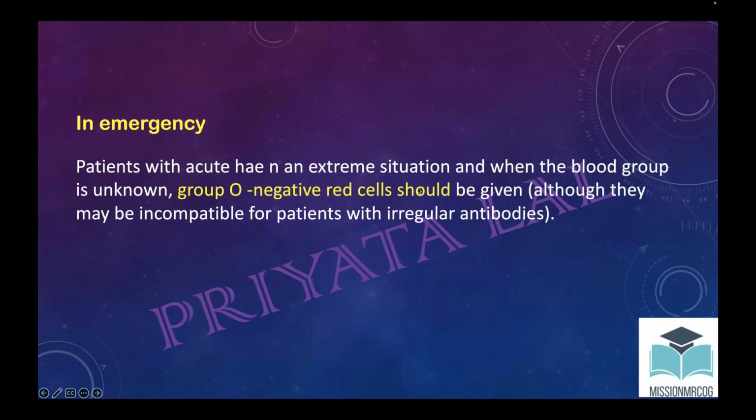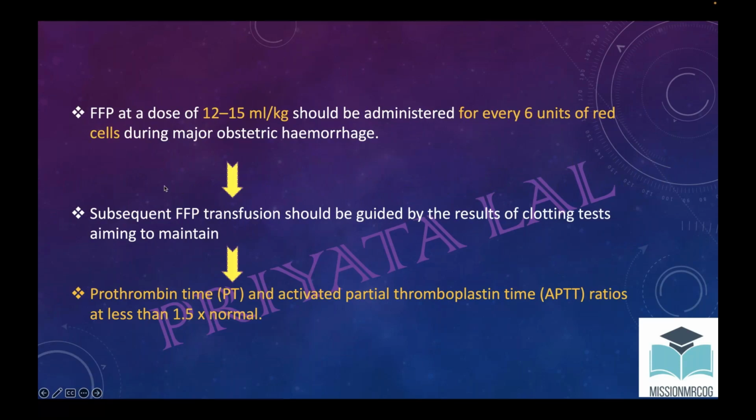Okay. Now for the FFP, in the blood transfusion guideline, APH guideline and PPH guideline, there are some small differences, so I have put everything to clear all doubt. So FFP: if there has been bleeding and 6 units of red blood cells have been given, then for any MOH, major obstetric hemorrhage, FFP is to be given at a dose of 12 to 15 ml per kilogram.